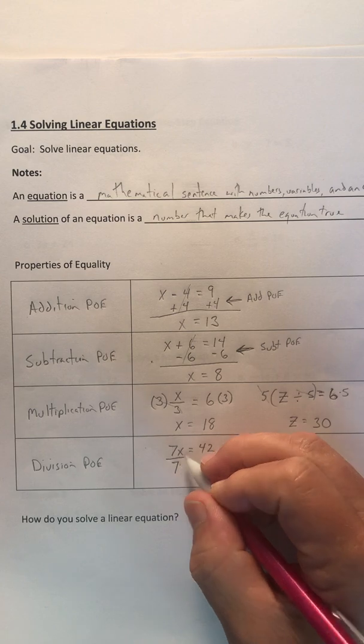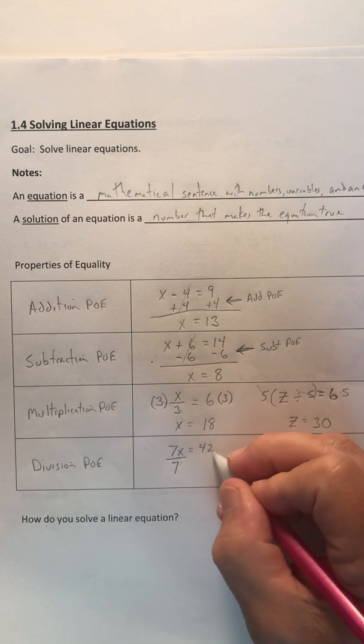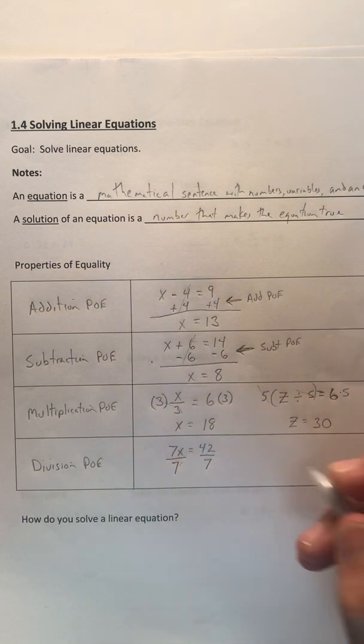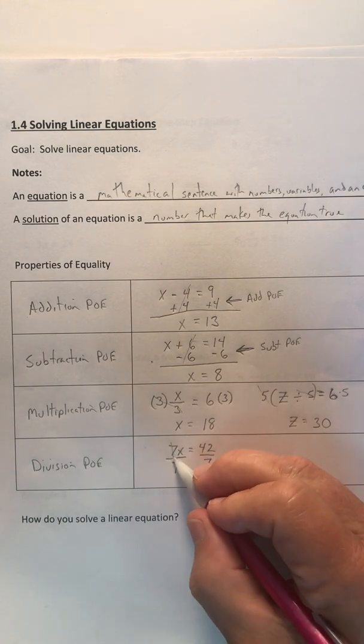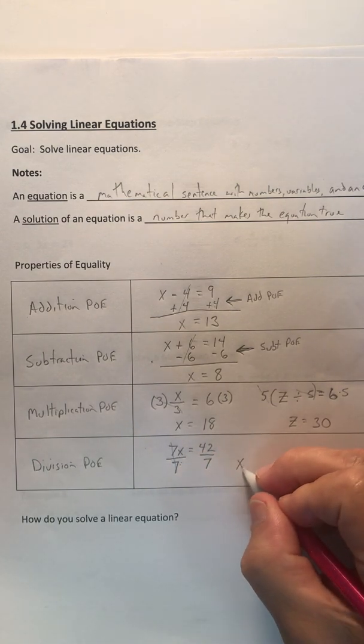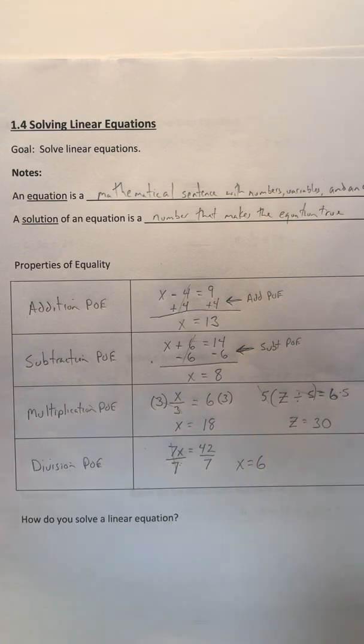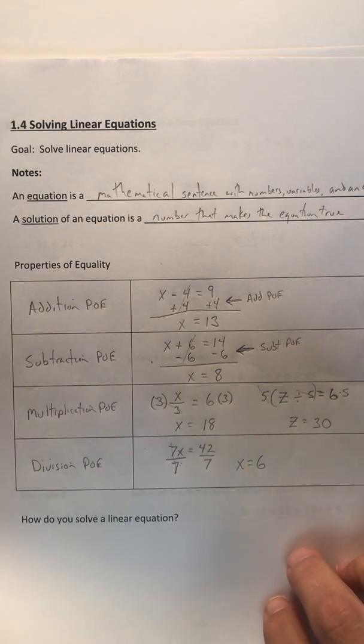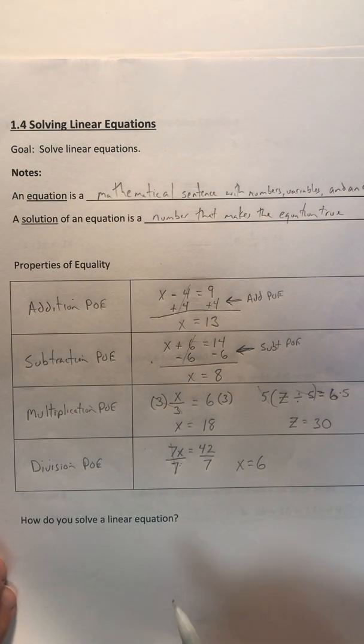And again, the division property of equality tells us if you divide one side by 7, you got to divide the other side by 7. So we do that, the 7's cancel out, and we get x equals 6. All right, so those are the 4 properties that we're going to be using to solve equations.